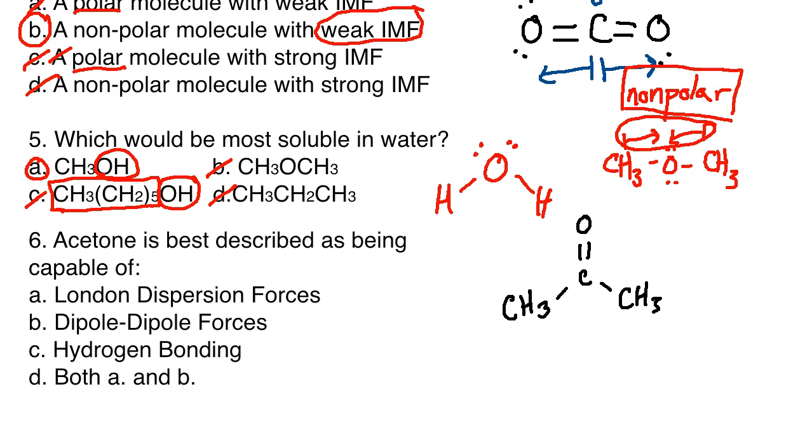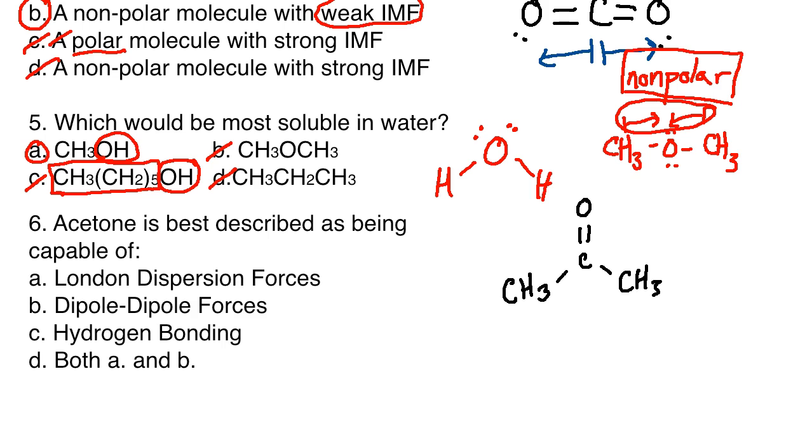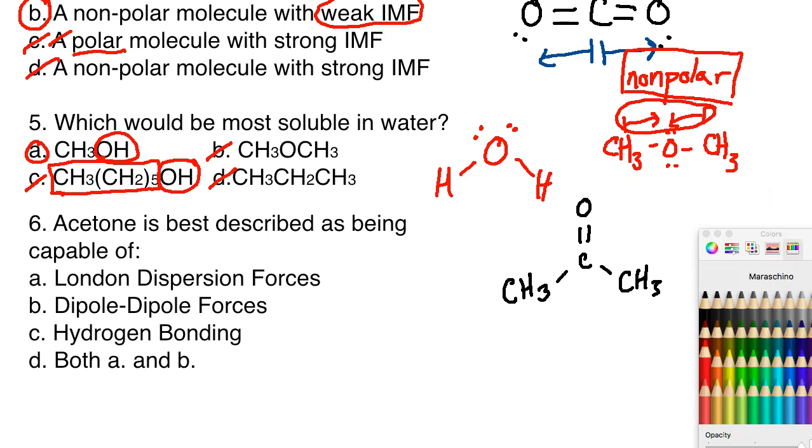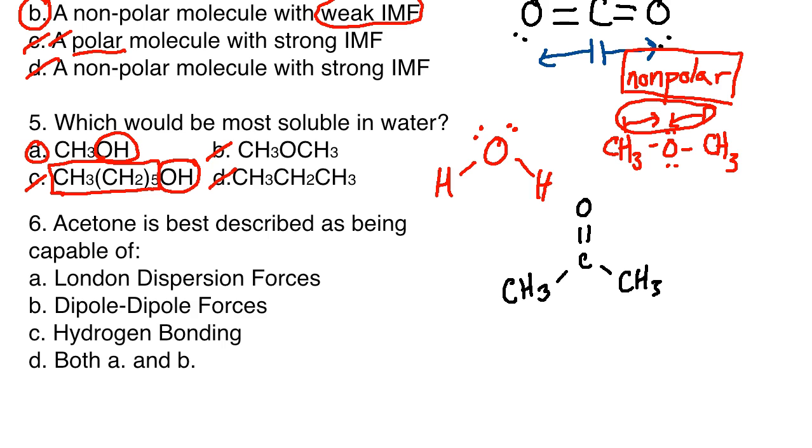And then number 6, acetone is best described as being capable of what? Well, if you take a look at this, and then you take a look at acetone over here, let's change colors just so that we're staying on track. We'll go with purple. So the acetone, the carbonyl has a partial positive on the carbon and a partial negative on this oxygen. So we definitely have a dipole that's headed in this general direction. So we can say that we have dipole-dipole forces.